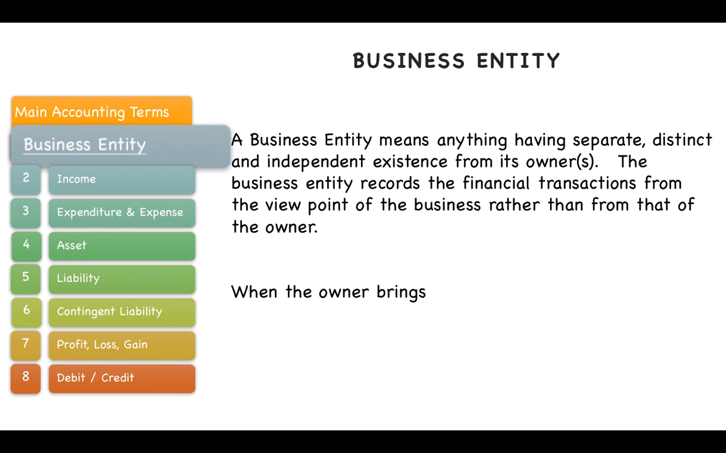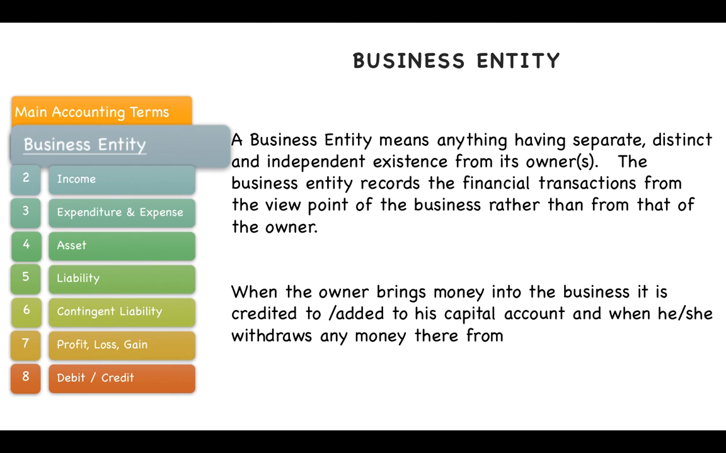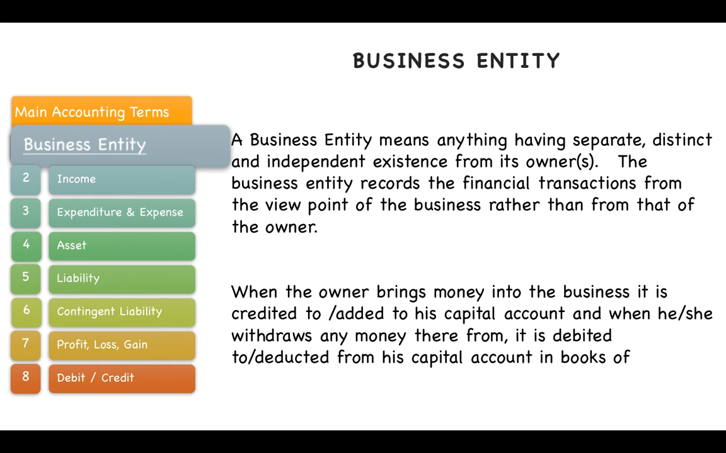Therefore, when the owner brings money into the business, it is credited or added to his capital account. And when she withdraws any money from the business, it is debited to or deducted from his capital account in the books of the business. And business always treats the owner's money as a liability as capital is therefore always shown under liability side of the balance sheet.